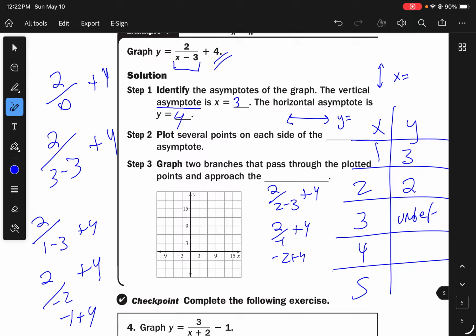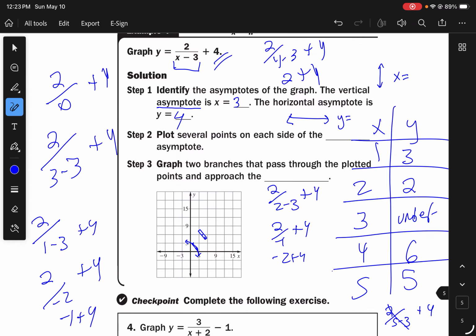If I plug in 4, I have 2 over 4 minus 3, plus 4, which is 2 over 1 plus 4. 2 plus 4 gives me 6. And 2 over 5 minus 3, plus 4, 2 over 2 is 1, 1 plus 4 gives me 5. So at 1, I'm at 3. At 2, I'm at 2. I've already discovered that it can't quite touch 3. It seems to be shifting down. And we also talked about how our y then has to be 4. At 4, I'm at 6. At 5, I'm at 5, and then it's going to loop this way.